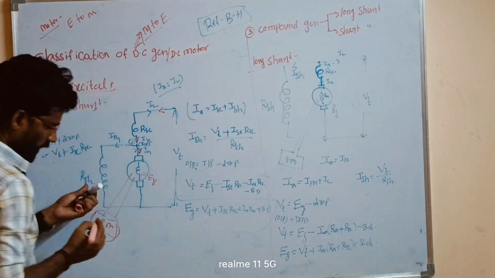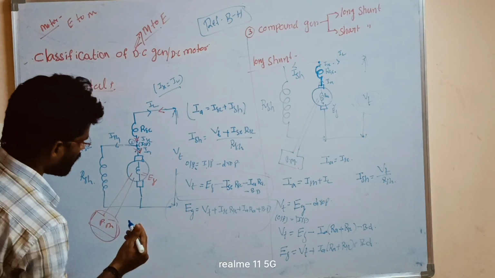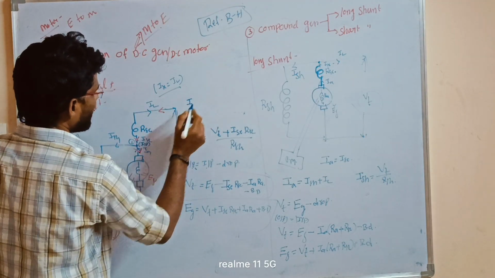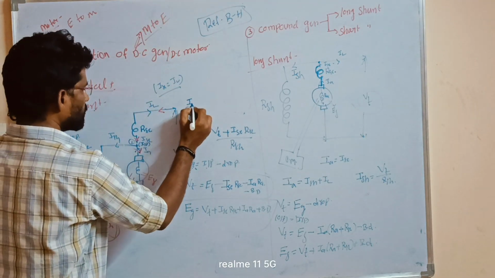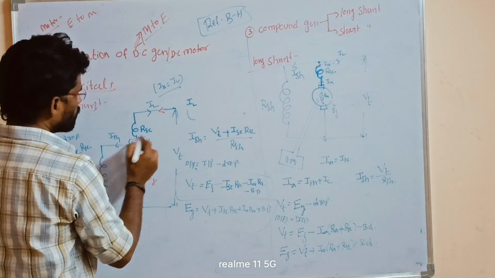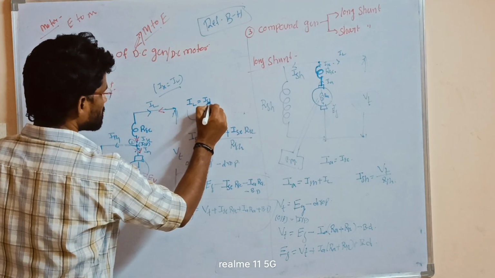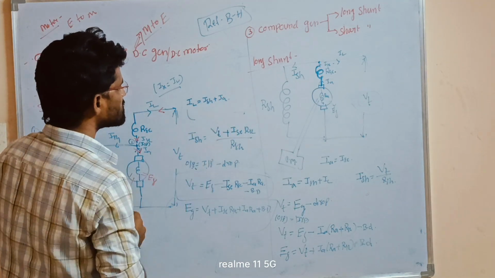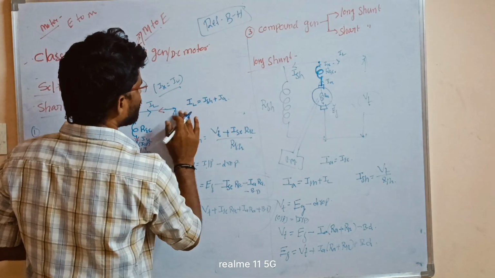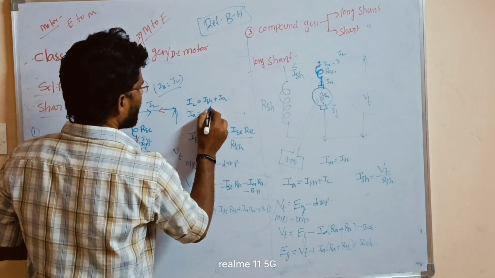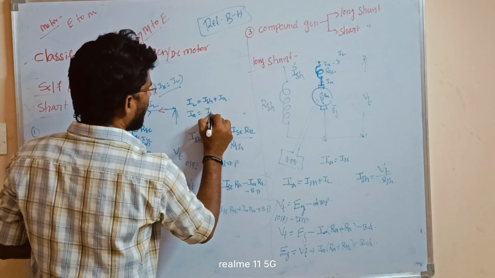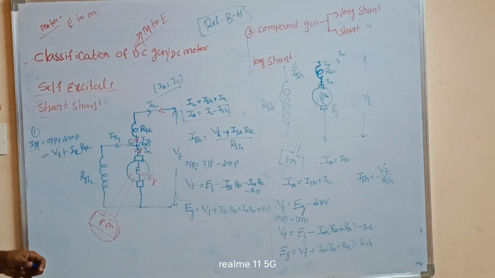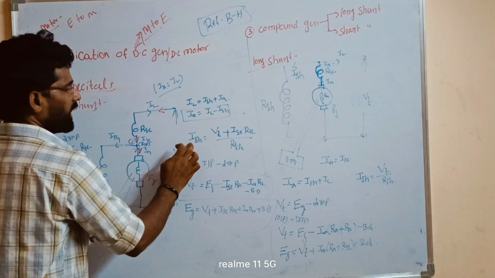Again the same current equation. Now we can find the current balance equation. Input current is IL, and output current is equal to ISH plus IA. So in this case IA is equal to IL minus ISH, and similarly for ISH.